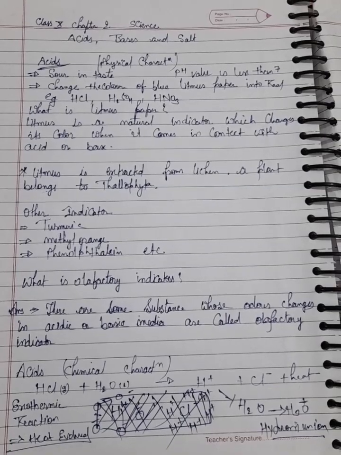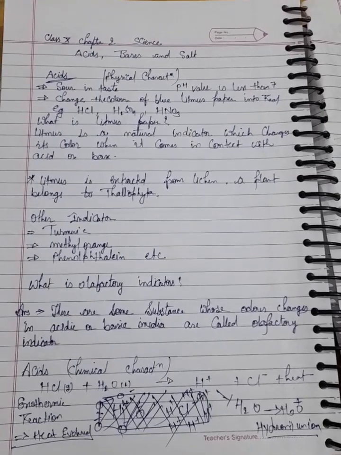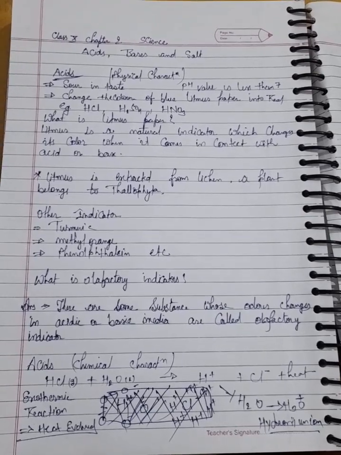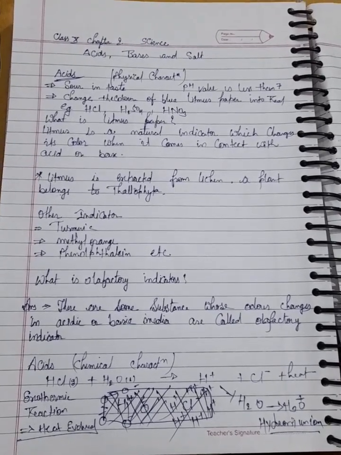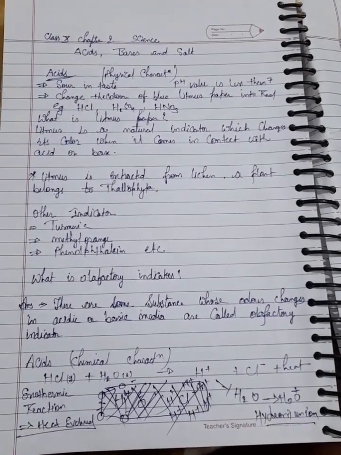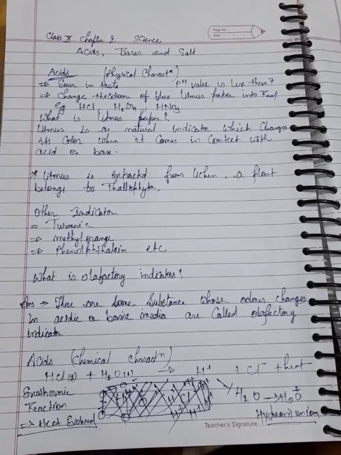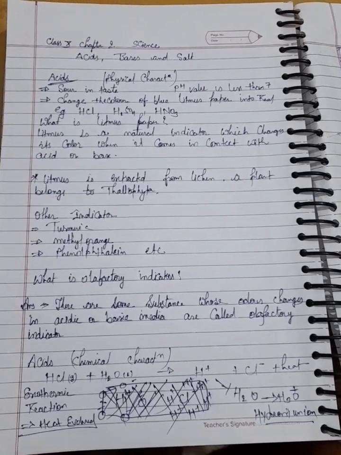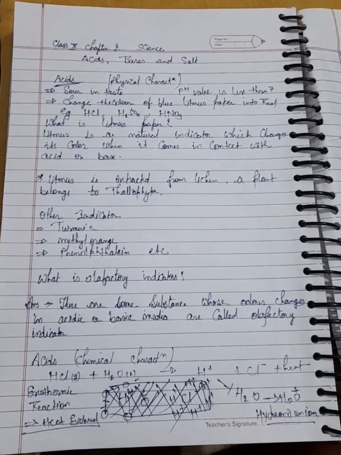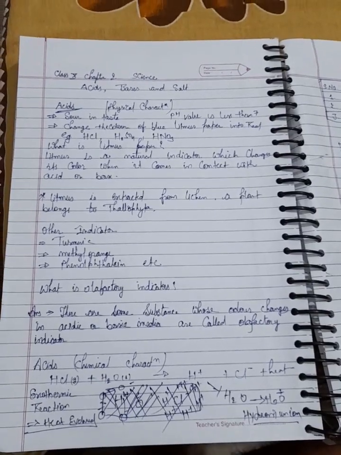So what is litmus paper? Litmus paper informs us about acids and bases by changing its color when it comes in contact with an acid or base. What is litmus? It is extracted from a lichen, a plant belonging to Thallophyta. Other indicators are turmeric, methyl orange, phenolphthalein, etc. Methyl violet is also an example of an indicator.